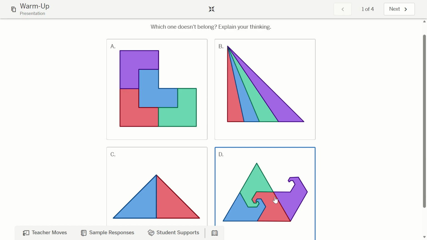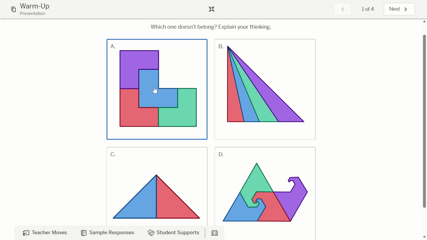Now, is D made of triangles? But it's triangular, right? So again, we got to learn those words that we can use. These are all triangles. Those two are triangles. This shape is triangular. It's not a triangle because of that weird hook thing. So A would be the only one that does not have triangular shapes.